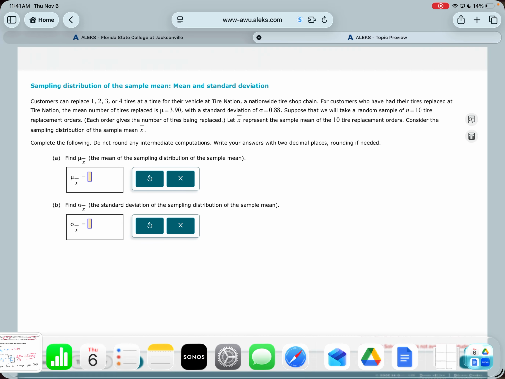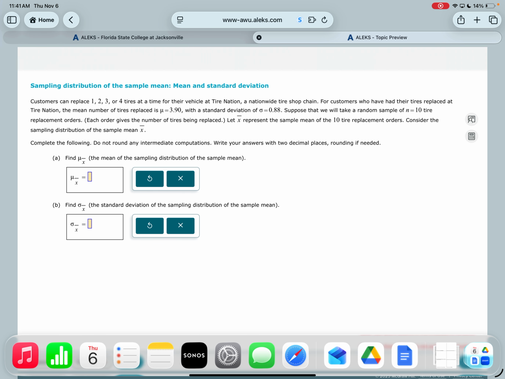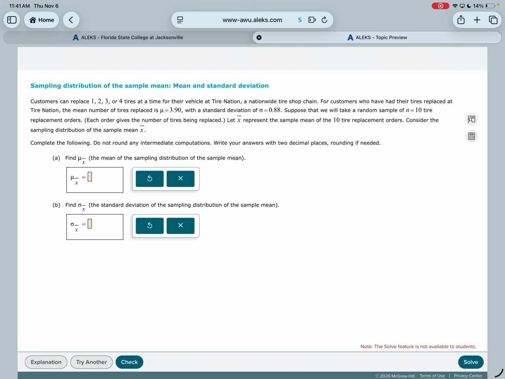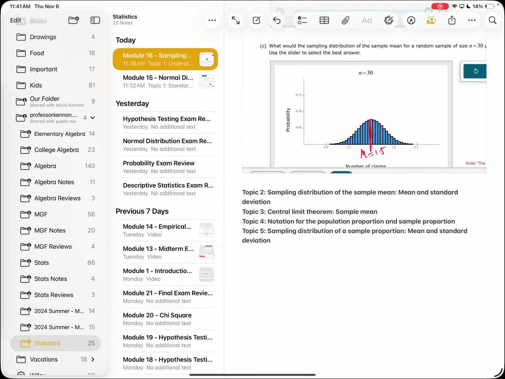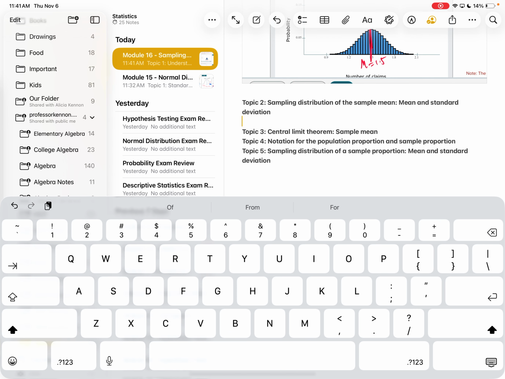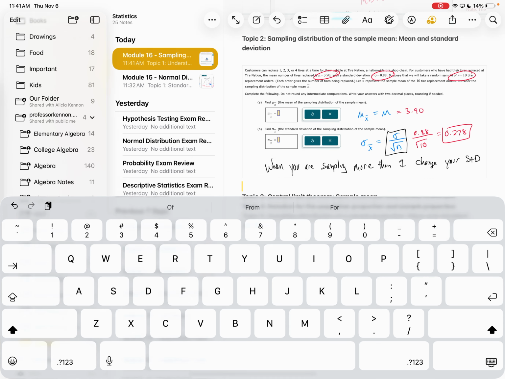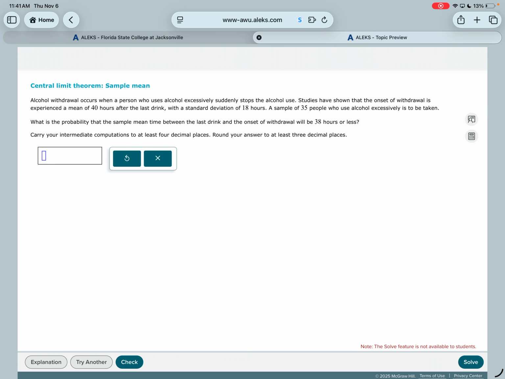Come on. So the central limit theorem. My iPad has not been loading today. Let's see if we can get this.